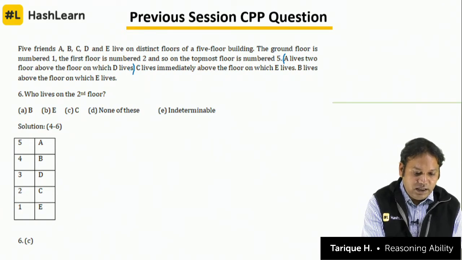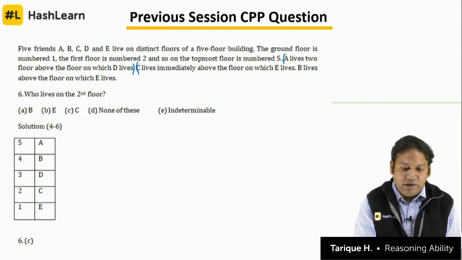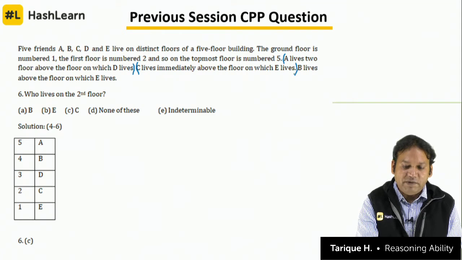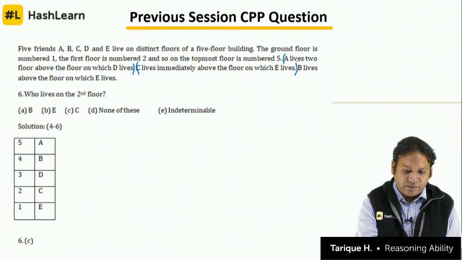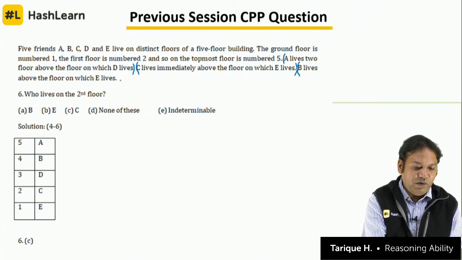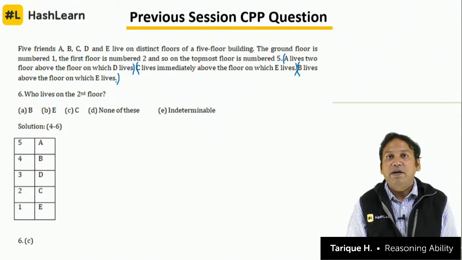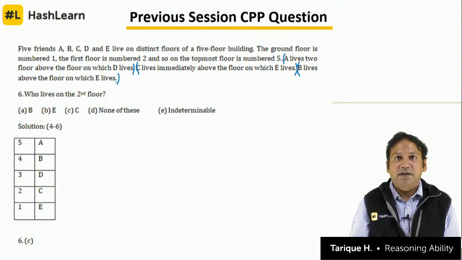Second is C lives immediately above the floor on which E lives. Immediately above means right next. So if suppose E is on 1, then C will be on 2. If E is on 2, then C will be on 3, like that, you know. And finally we have B lives above the floor on which E lives. Not immediately above, but above. It could be right above or it can be some gap, but definitely B is on a higher floor number as compared to E. That is what this third clue tells us.